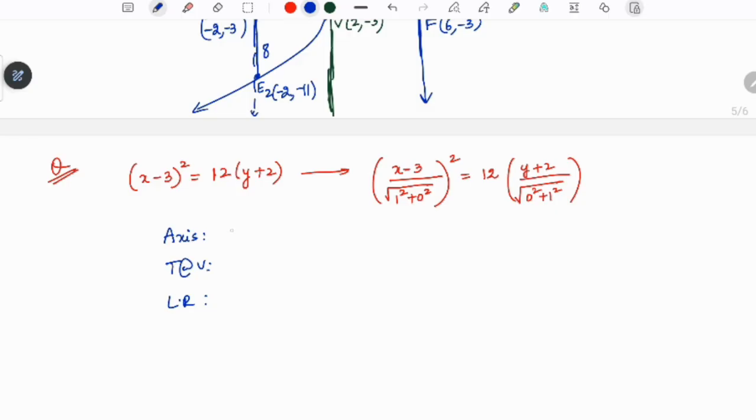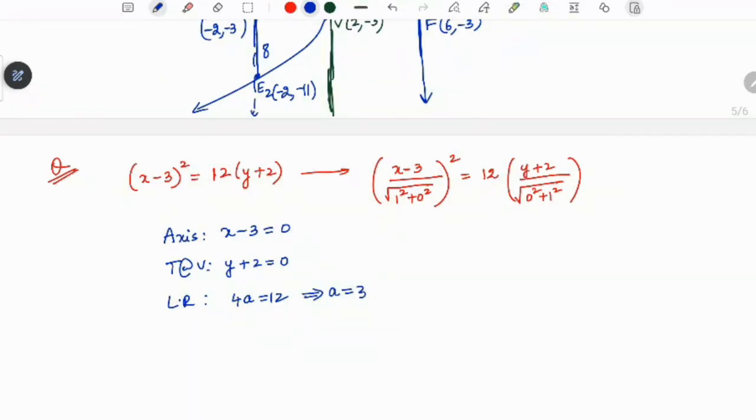Axis is x minus 3 equal to 0. That will be the axis. What is the tangent at vertex? y plus 2 equal to 0. Okay. What is the latus rectum? 4a equal to 12. Okay, that means the value of a is 3.